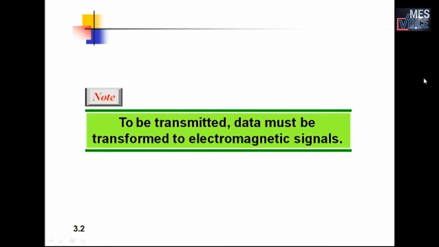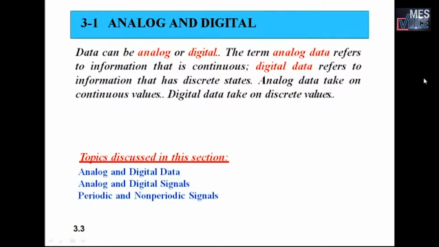In this lecture, we are going to have a look at analog and digital signals. As you all know, to be transmitted, data must be transformed to electromagnetic signals. The data could be analog or digital. The term analog refers to information that is continuous, and digital refers to information that has discrete states.